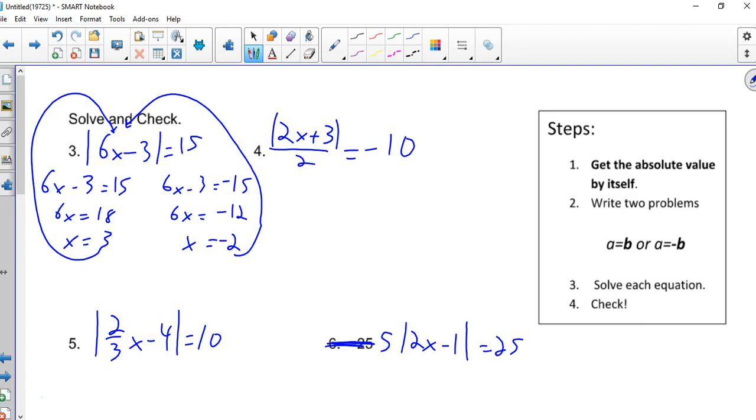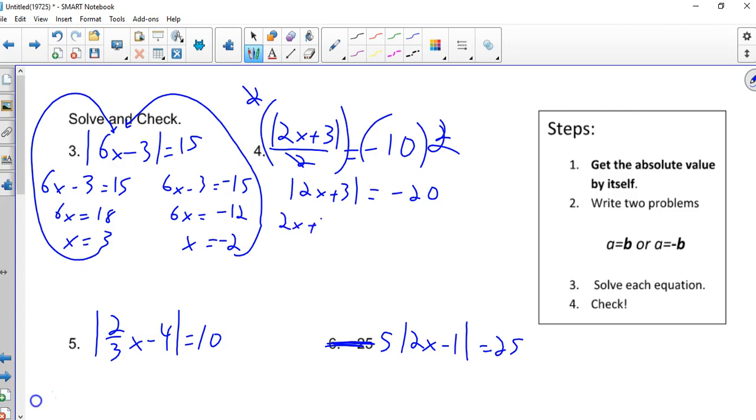Number 4, the absolute value is not alone. So I need to multiply by 2 to get rid of the denominator. Now at this point I end up with the absolute value of 2x plus 3 equals -20. Now I can do my 2 problems. 2x plus 3 is equal to -20, or 2x plus 3 equals +20. The opposite of b, which is the opposite of -20, is 20.